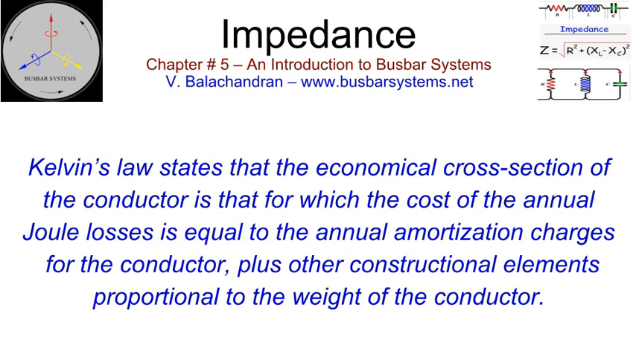Kelvin's law states that the economical cross-section of the conductor is that for which the cost of the annual joule losses is equal to the annual amortization charges for the conductor, plus other constructional elements proportional to the weight of the conductor. While it is easier to calculate the conductor losses, it is quite difficult to estimate the induced losses in the enclosure and the adjacent structure. Consequently, the losses are not capitalized for busbar systems other than that for isolated phase bus, since conductor and enclosure losses in a continuous isolated phase bus can be calculated to a fair degree of accuracy.